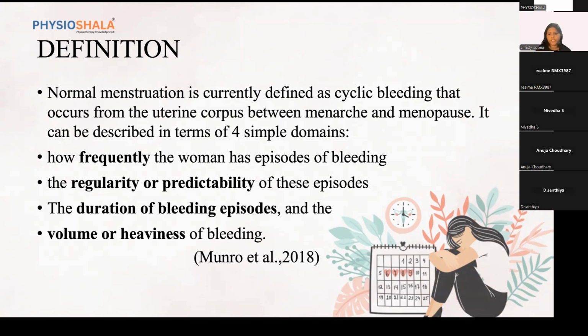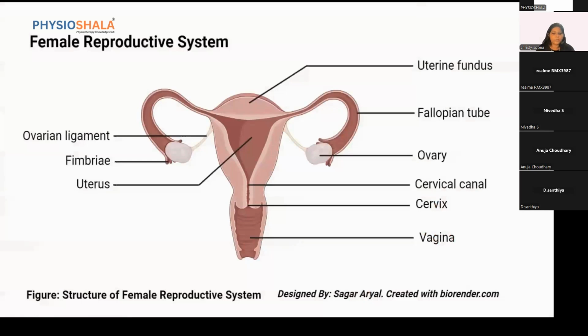So we can tell that a woman is having irregular menstruation through these four domains. First is frequency, next is regularity or predictability, next is the duration of the bleeding, meaning how many days she is getting her bleeding, and the last one is volume or heaviness.